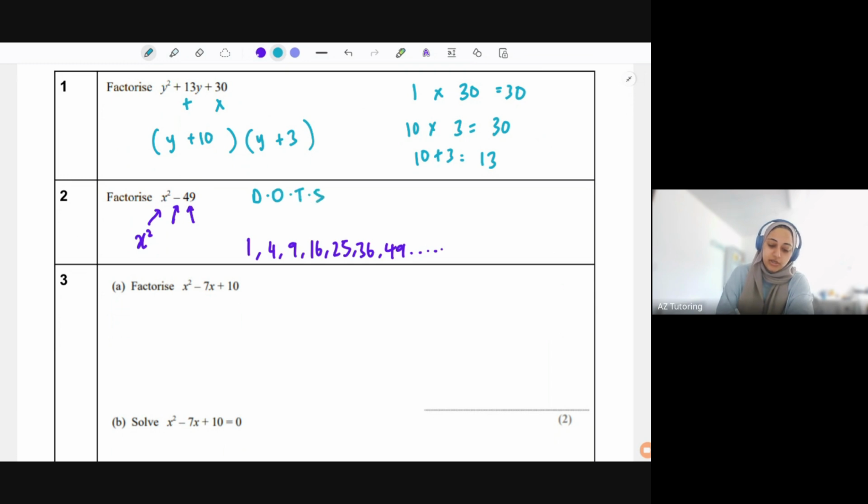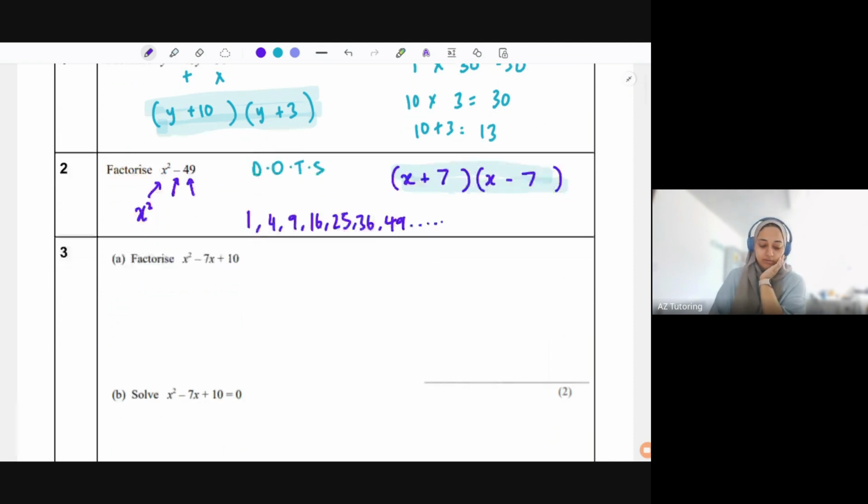And what you do here is a method you need to remember. Your answer is going to be two brackets. You square root the first term, so the square root of x squared is just x. We put a plus in one, a minus in the other. It doesn't matter which order you do it in. You could even put the plus here and the minus here. It doesn't really make a difference. And we square root the square number, so the square root of 49 is just 7. So our answer is x plus 7 times x minus 7. So that's our answer for that one. Let's keep these highlighted so you can see which one's the answer.